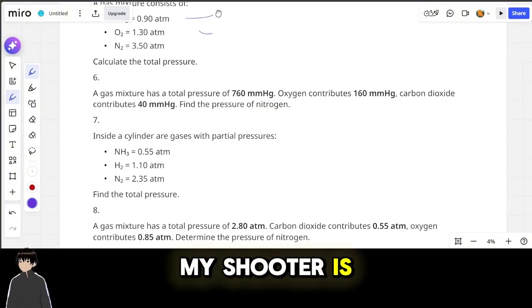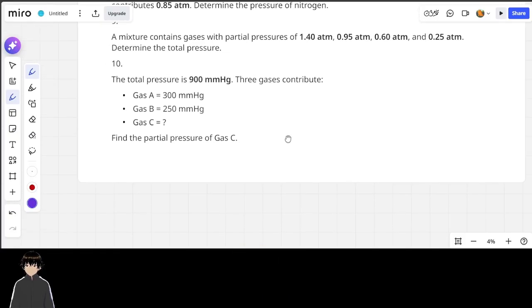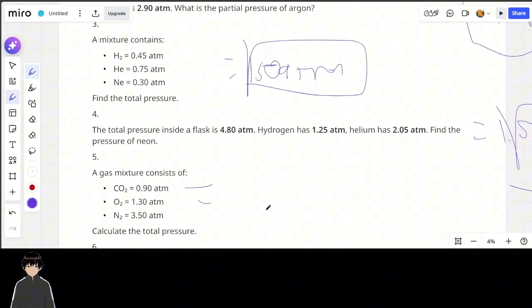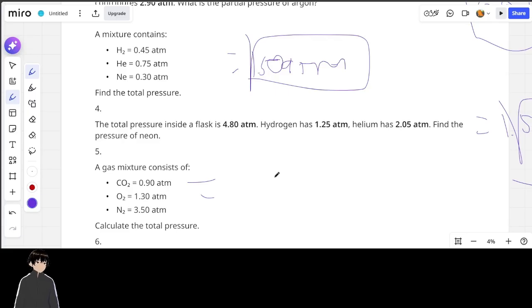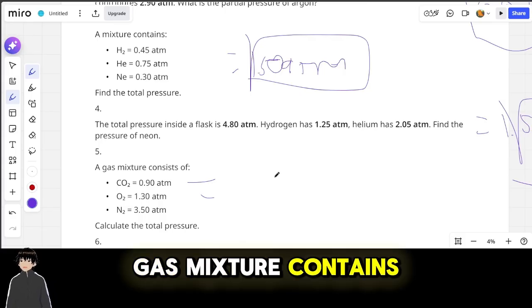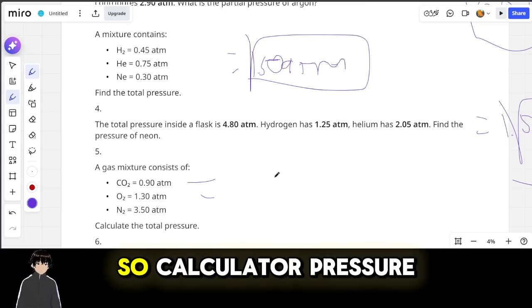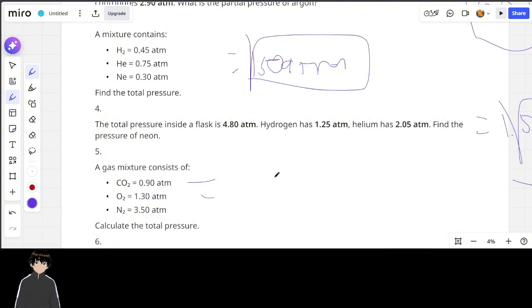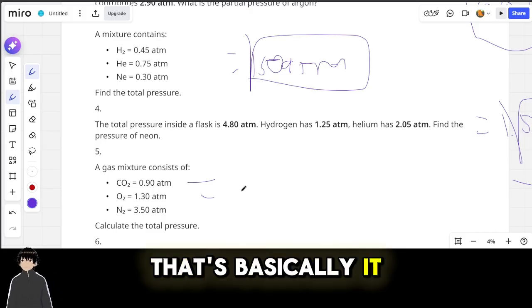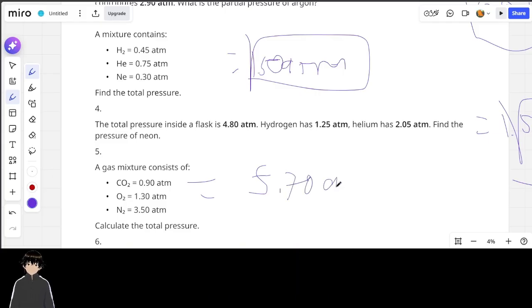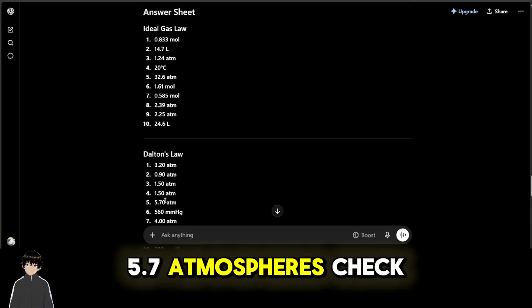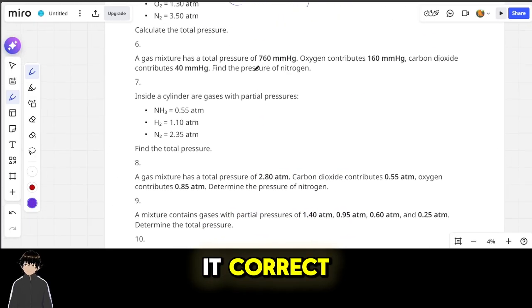So I guess make sure you see this. The gas mixture contains, yeah, so calculate total pressure, just plus everything. Just add everything, bro. That's basically it. So we have 5.7 atmospheres. Check it. Correct.